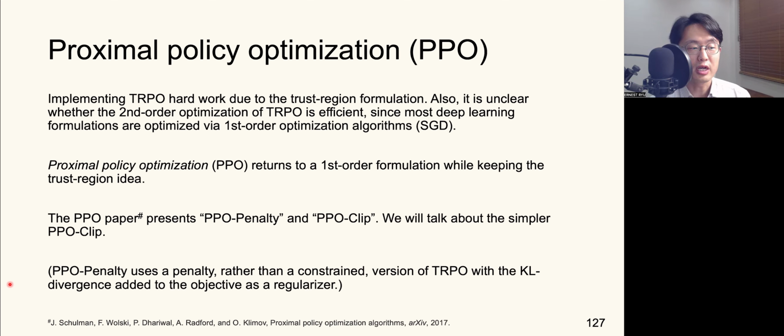So the proximal policy optimization, PPO, approach returns to the first order formulation while keeping the trust region idea. If you read the original PPO paper, which is referenced over here, the PPO paper presents two algorithms, PPO penalty and what they call PPO clip. What we're going to talk about in this lecture is the PPO clip algorithm, because that is the algorithm that people nowadays use when people say PPO. PPO penalty is not really used commonly nowadays.